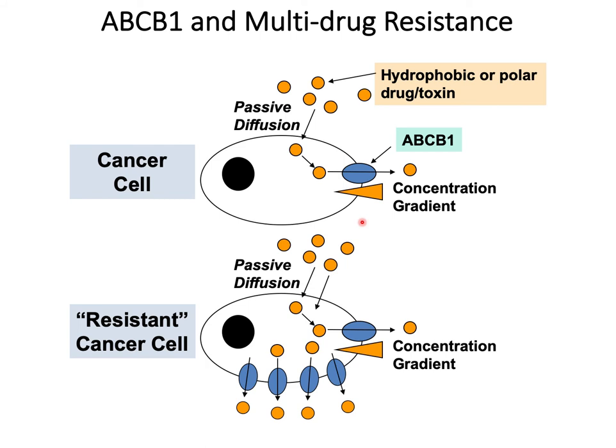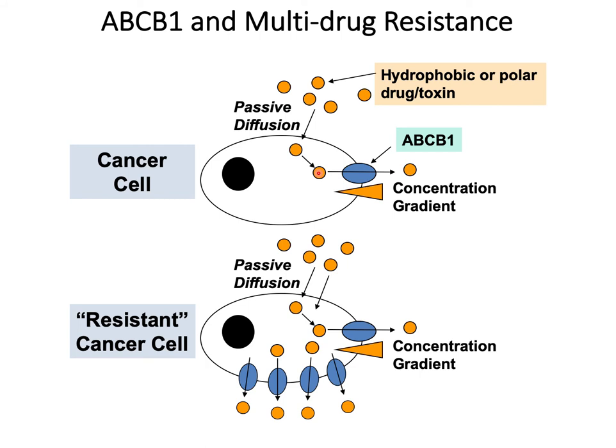So this is how it works. Here is a cancer cell, suppose, and here's an ABCB pump indicated by this blue oval on the plasma membrane. Most chemotherapy agents are small hydrophobic or polar drugs or toxins, and these chemotherapeutic drugs can enter the cell via passive diffusion. So if it is hydrophobic, it can diffuse directly through the plasma membrane. And if it is hydrophilic, they need a transporter, and there are many different types of transporters that are being exploited so that they can transport these molecules inside the cell. Then they are pumped out against their concentration gradient by the ABCB1.